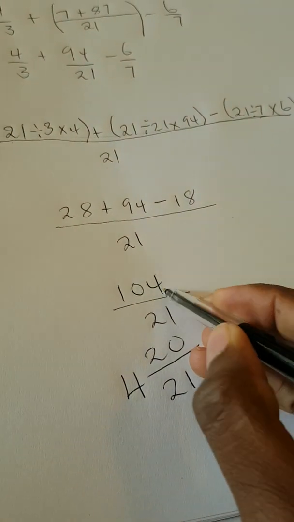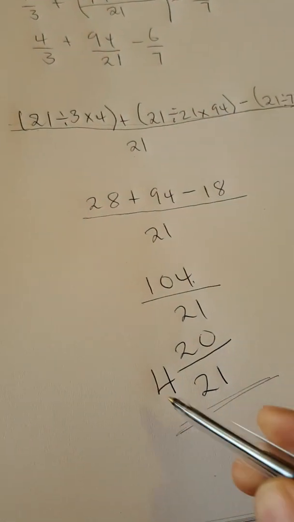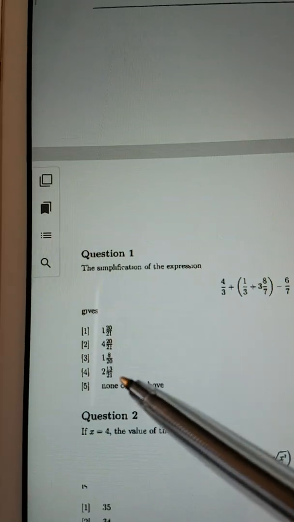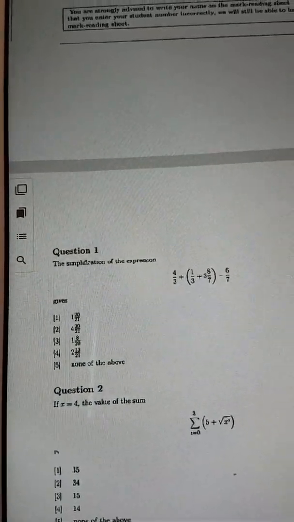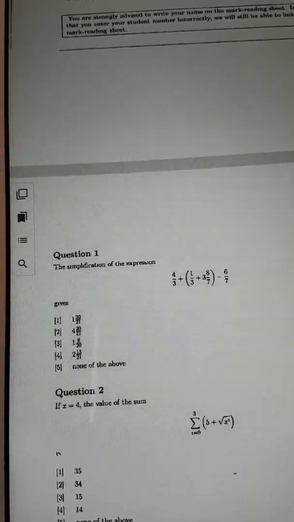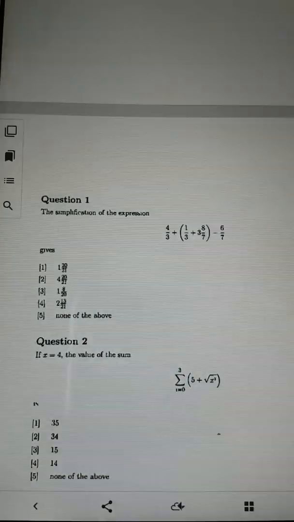So 21 times 4 gives you 84, plus 20 gives you 104. So this is an improper fraction which I converted to a mixed number. So the answer is 4 and 20 over 21, which is option number 2. Thank you very much. Let's move to question number 3.